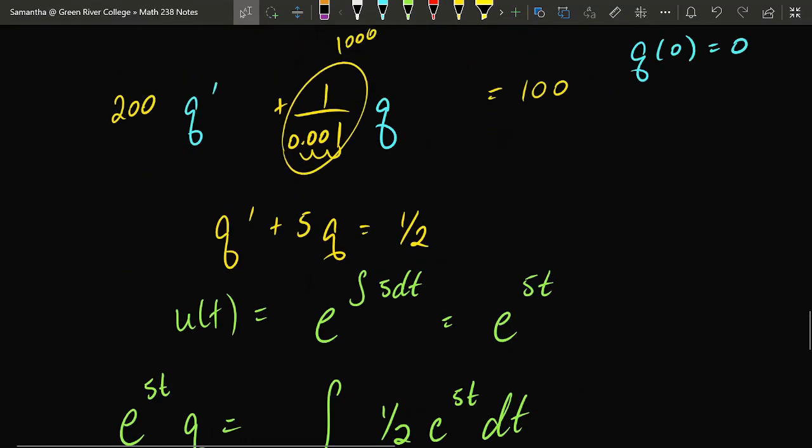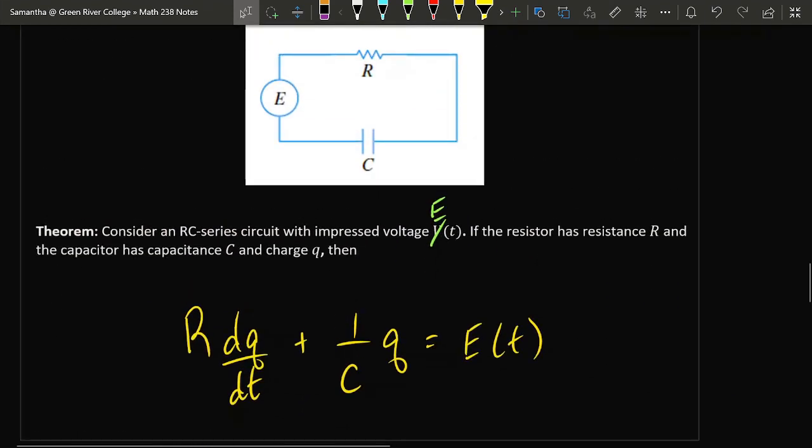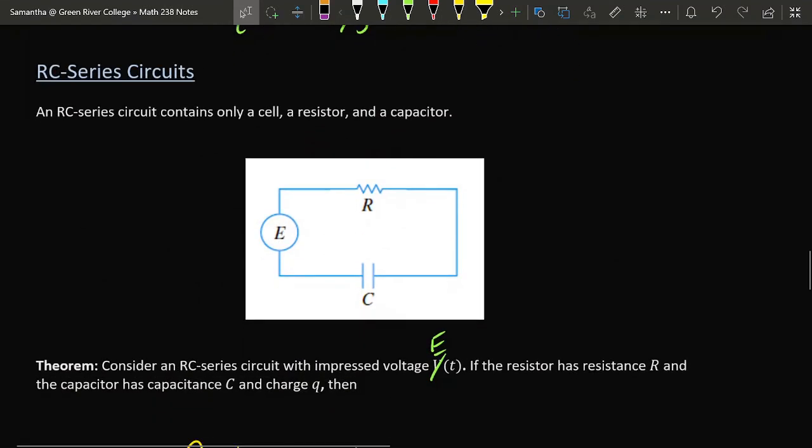Now, a natural question might be, what if you had a circuit that had all three varieties of component attached? A resistor, a capacitor, and an inductor. It is definitely possible to set up a differential equation in that case as well, a differential equation for the current in that case, but that differential equation ends up being second order. So we're actually going to return to that in a little while after we study how to solve some second order differential equations.